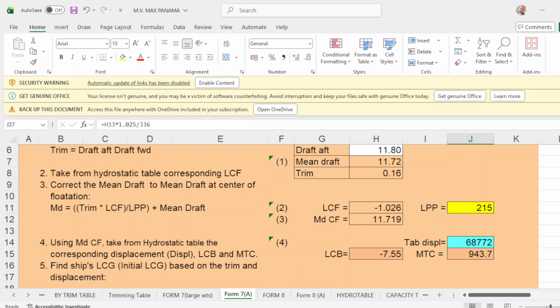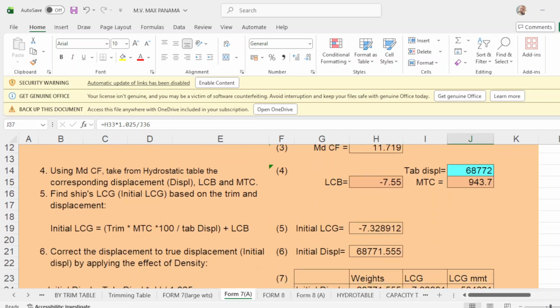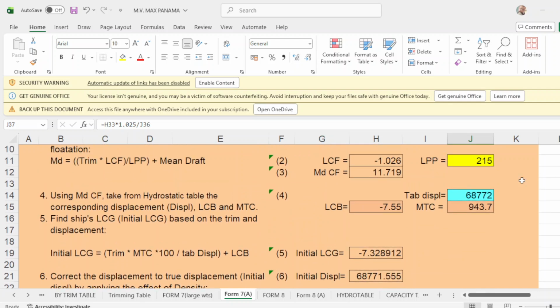So we go to number 5. Find the ship's initial LCG based on the trim and displacement. So the formula to get the initial LCG is trim times MTC times 100 over displacement plus LCB. And the answer would be negative 7.3289. That would be number 5.